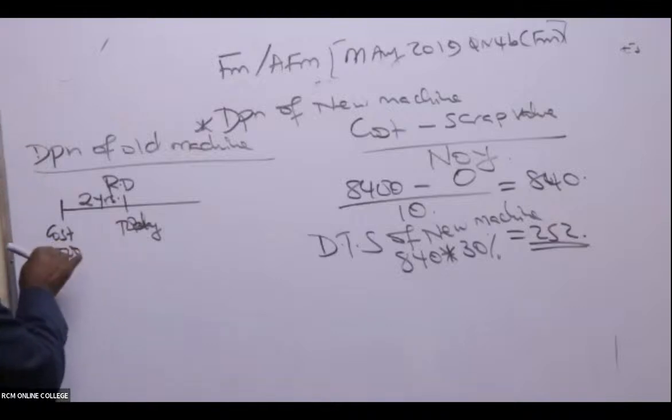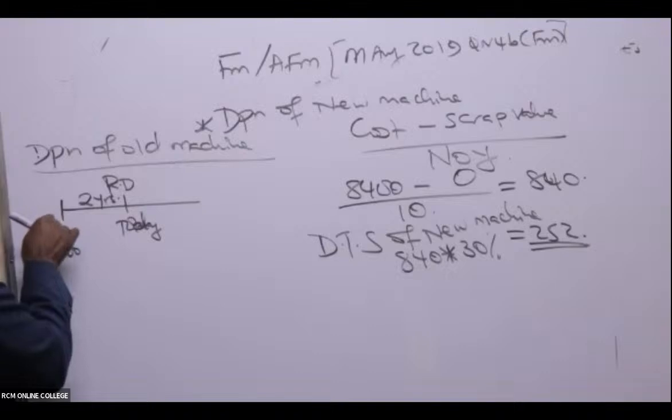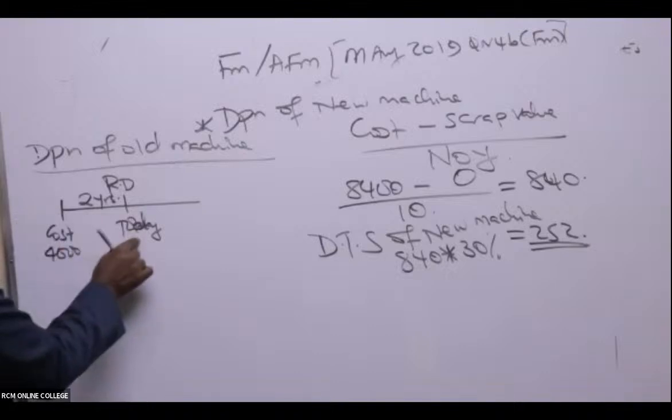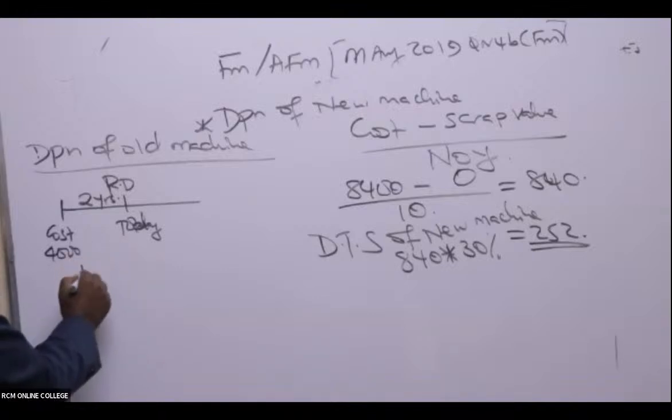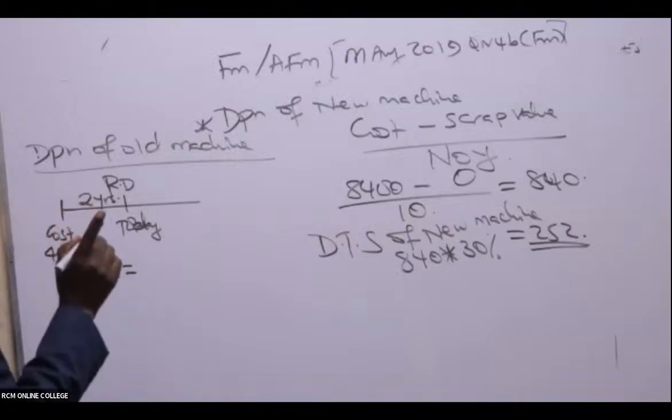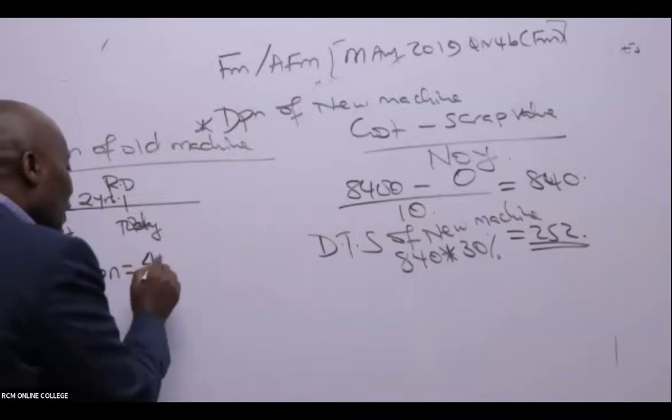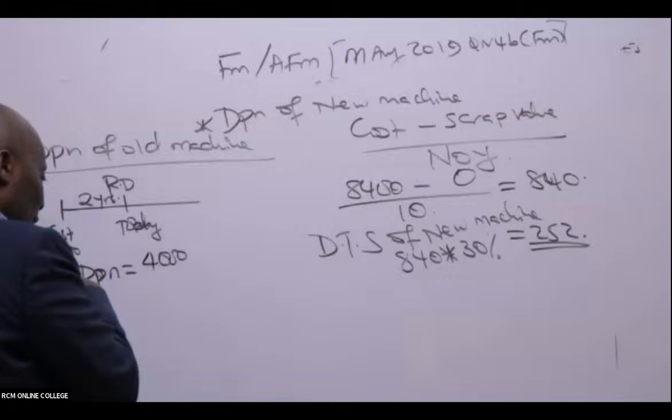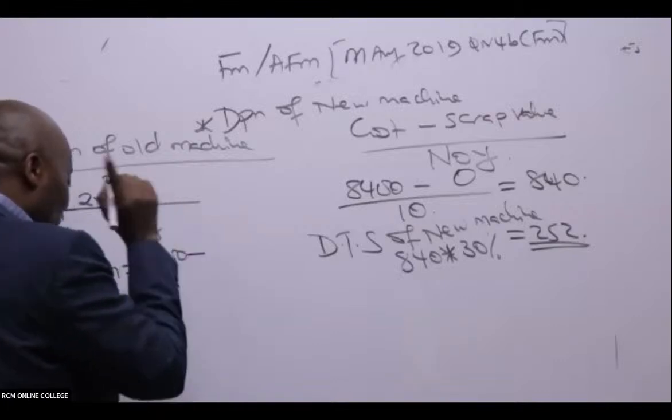So then I would want to move this machine from 2 years ago to today. So I need to get, in this case, the depreciation first of all. Depreciation is straight line. I will take the cost, which was 4,000, minus scrap value.